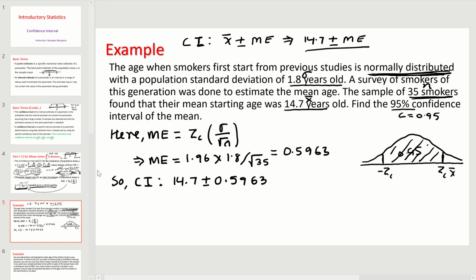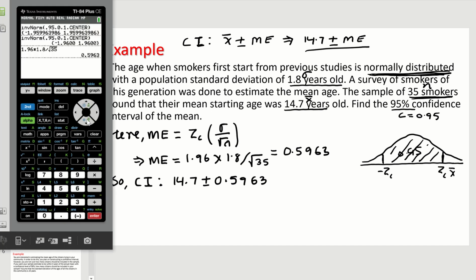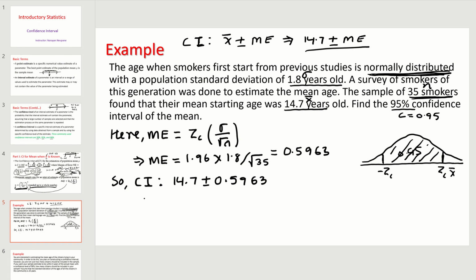If you add the values there, 14.7 plus 0.5963, the upper value will be 15.2963. If I subtract 14.7 minus 0.5963, the lower value will be 14.1037. Okay, so you can write the confidence interval like this.